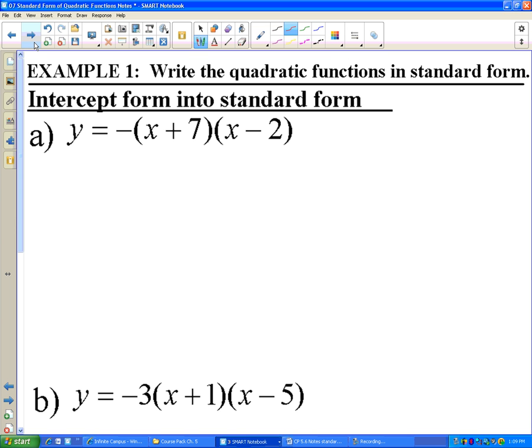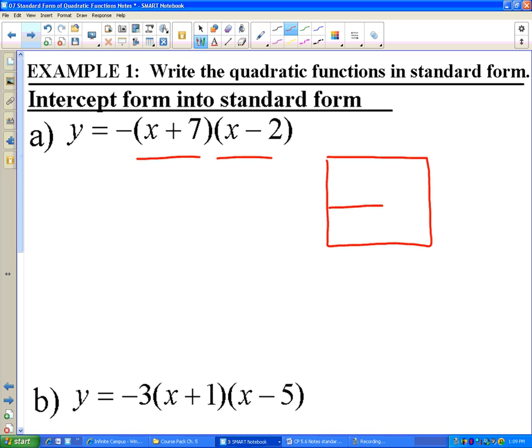So before we do a lot of these graphing problems, let's see what else we can do with quadratic equations. Remember, when I have a quadratic equation, I can always change from one form to the other. Write the quadratic function in standard form, intercept form into standard form. So this is intercept form. How do I want to do this? Well, I want to FOIL this out. There are two ways I can do this multiplication. The first way is the box method.